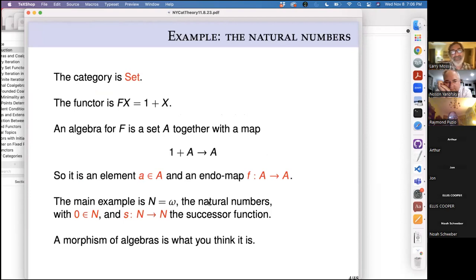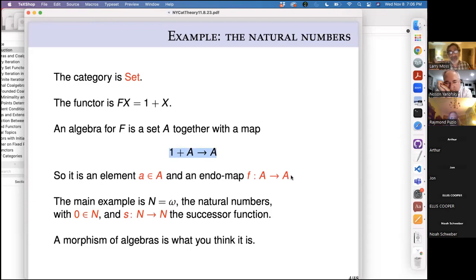The most vanilla example is on the category of sets, and the functor is 1 plus x. So an algebra is going to be any set, let's call it A, together with a map from 1 plus A into A. The part from 1, a one element set, just picks out an element of A, and the other half of the morphism picks out an endofunction, that is a map from A to A. So basically, the data 1 plus A to A is just a repackaging of an element of A together with an endofunction from A to A.